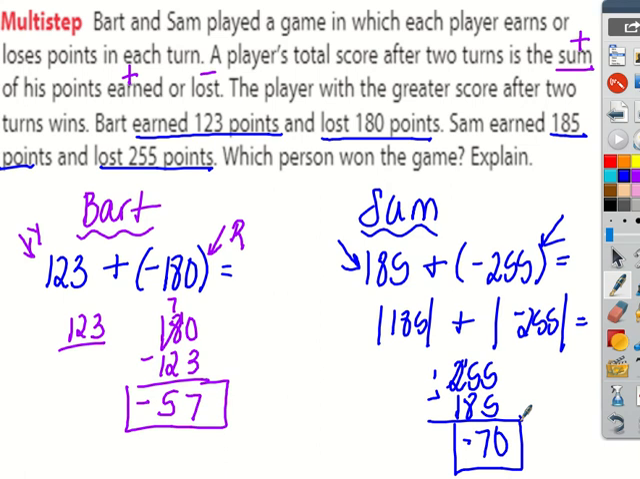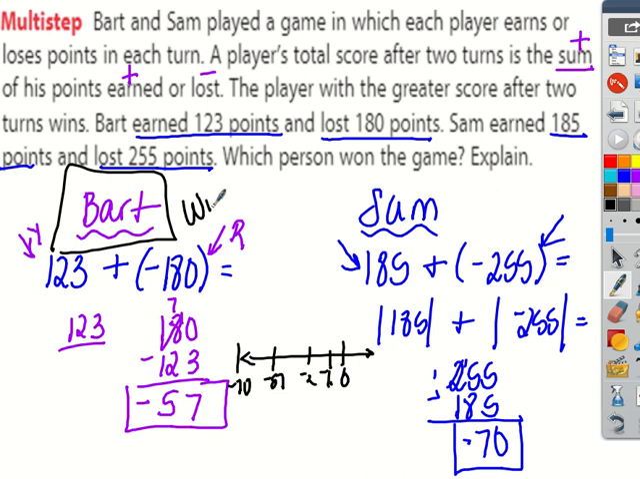Now here's where we have to understand. It says which person won the game. We got to think in terms of negative. So the closer a number is to 0 on the number line, the bigger it is. So if you guys think about it, we can just sketch a quick number line. If this is our 0 and we go 1, 2, and so on and so forth, we're going to have a negative 57 before we have a negative 70. So the winner of the game is actually going to be Bart.